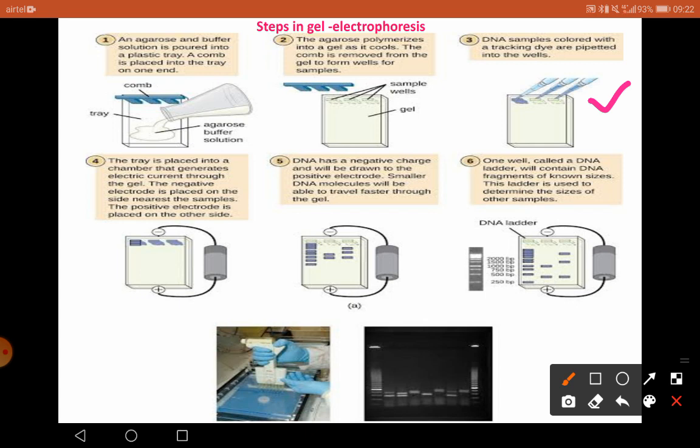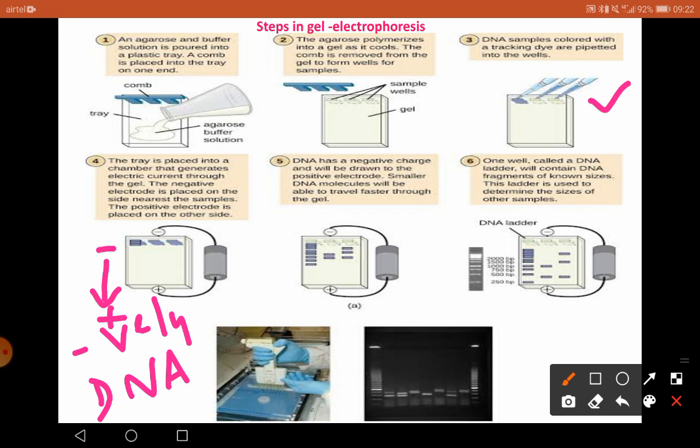The nucleic acids are negatively charged, so the DNA has to be placed near the negative terminal, so that when electric current is applied, these negatively charged ions move towards the positive end. If we place it near the positive end, there will be no movement of the DNA. We have to always remember this. The direction of migration will always be from negative to positive.